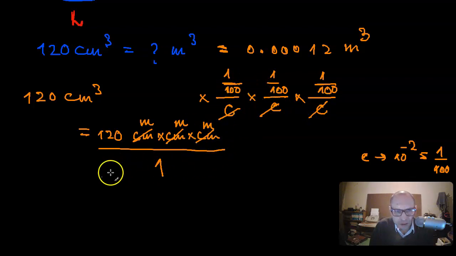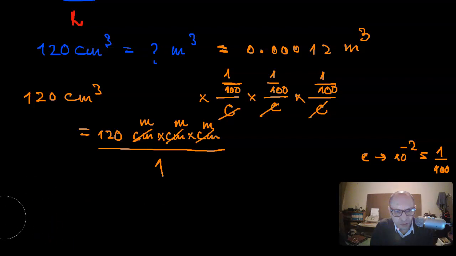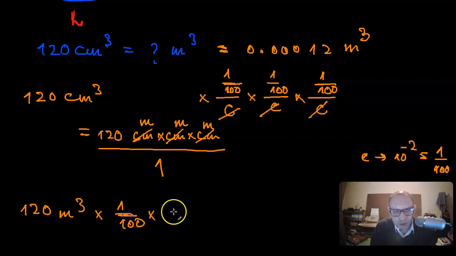And that is now, if you calculate this, 120 times 1 over 100 times 1 over 100 times 1 over 100. So that is 120 divided by 100 times 100 times 100. If you didn't get this part, I'll do it again. So I have 120 meter times meter times meter is cubic meter, times 1 over 100 times 1 over 100 times 1 over 100, right?